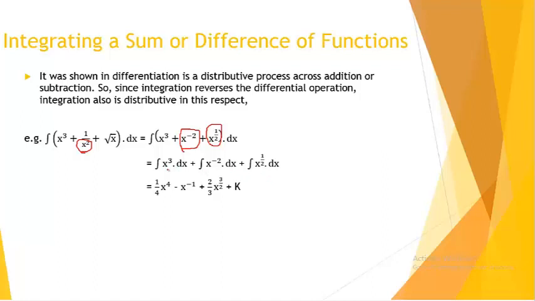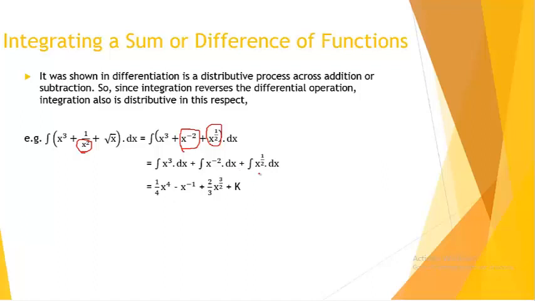So by integrating x cubed with respect to x, we get 1 by 4 x to the power 4, which is you add 1 to the power and you divide by the new power, and then take away x to the power negative 1. This is because when you add 1 to negative 2, we get negative 1. So the negative 1 is divided. A common negative sign will be written in front of x to the power negative 1.